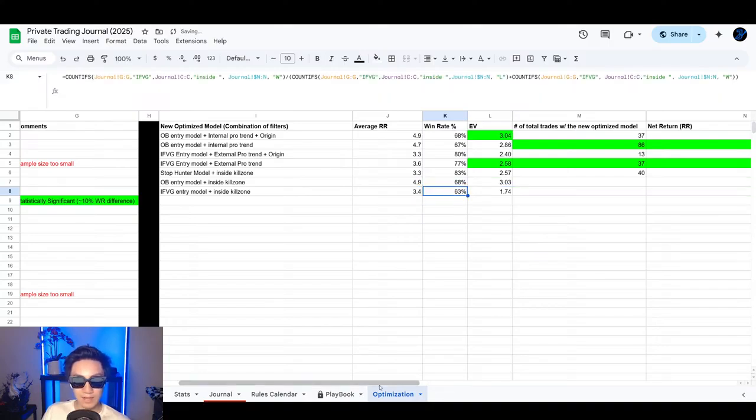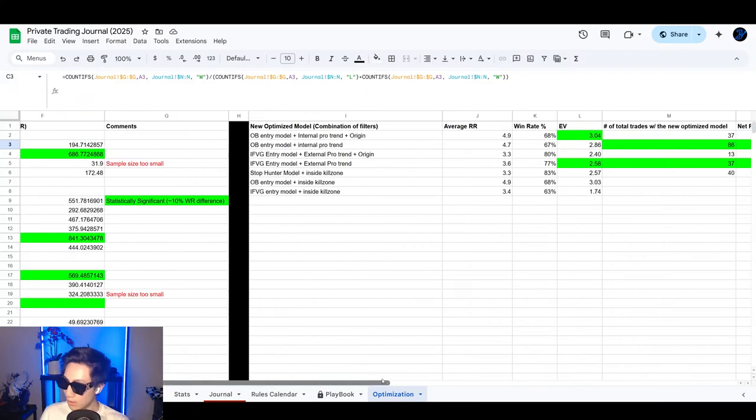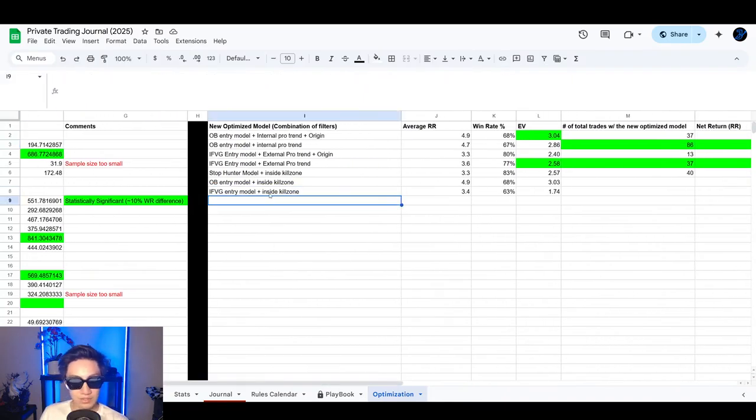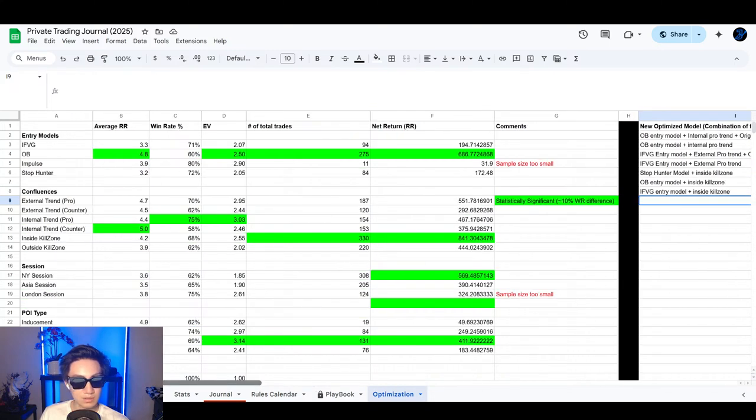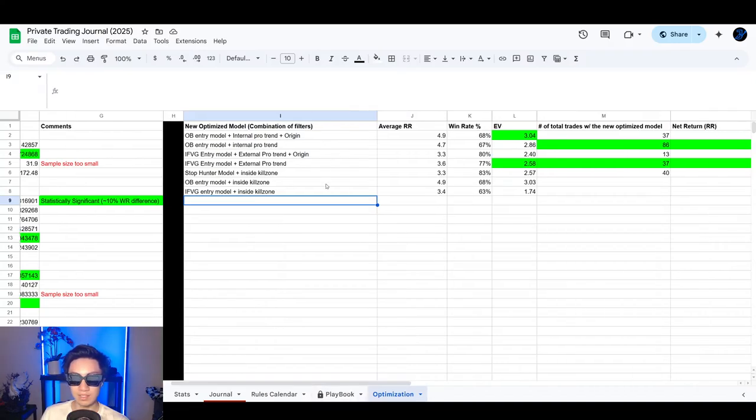So the win rate with IFG is, this might be lower, 63%, 71%. So in this case, you can see with the IFG entry model, taking it inside kill zone actually decreases your EV. You would not know this unless you're collecting data, man. So as you can see, it's actually decreased EV here.